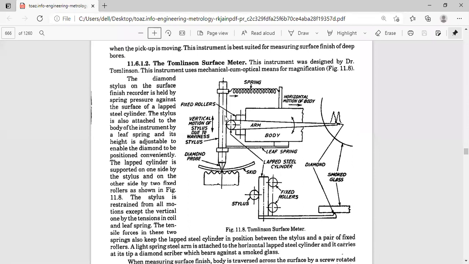So the lapped steel cylinder is shown just like this one, and these are the two fixed rollers. The lapped steel cylinder position will be in between the stylus or the probe and the two fixed rollers. This is a spring steel arm. This is the body of the instrument. This is the horizontal motion of the body, and the vertical movement of the stylus will be due to the waviness on the machine surface.